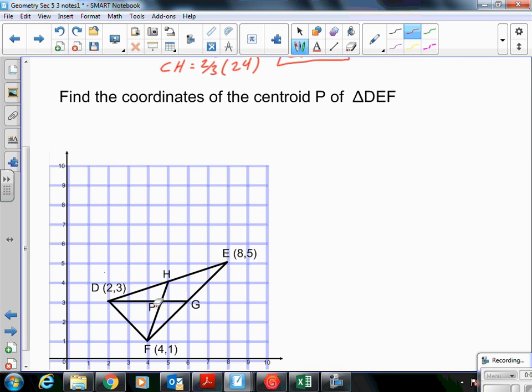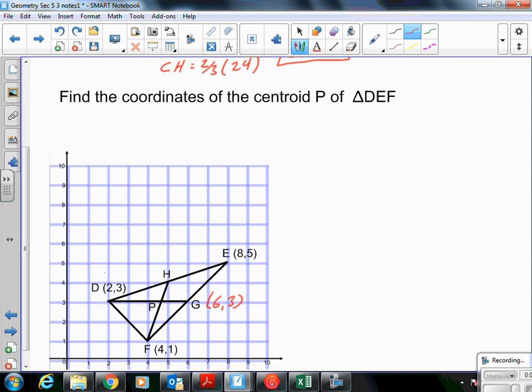We can see that it's in between these two units here, between 4 and 5. But we don't want to guess at that. We need to actually figure that out mathematically. Okay, so the first thing we're going to do is figure out the coordinates of point G here, which shouldn't be too hard to figure out because it's right there where we can see the intersection. So it's at the point (6, 3).